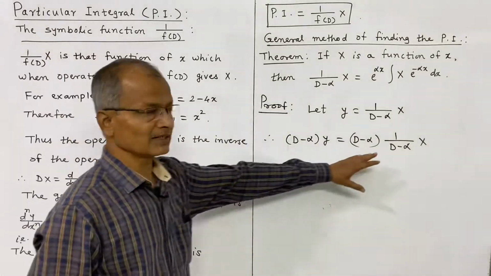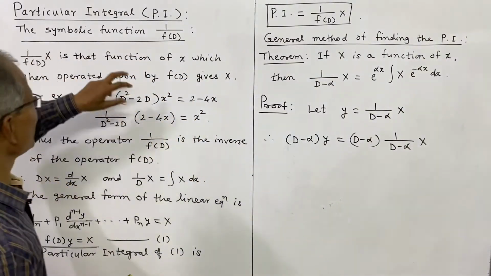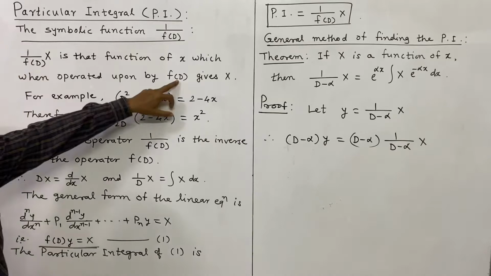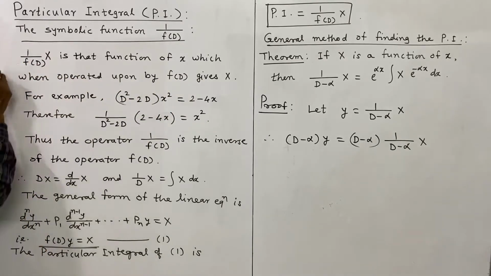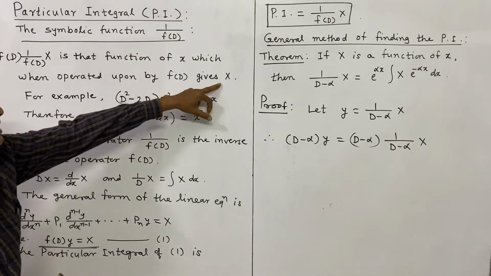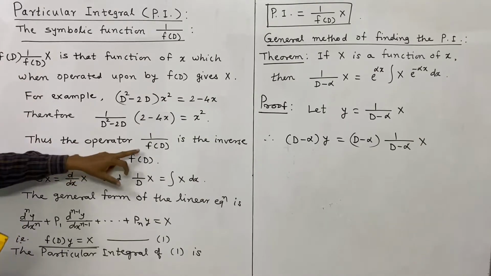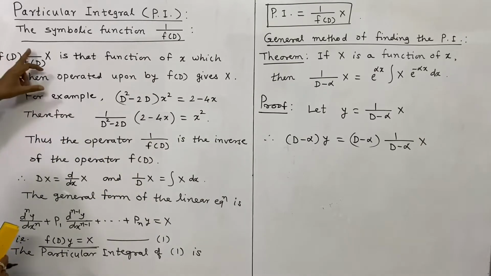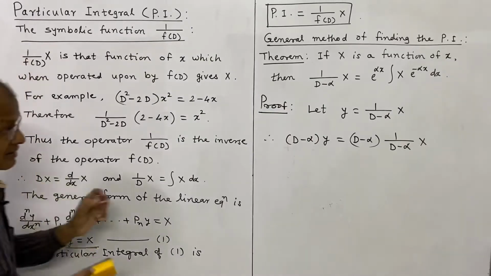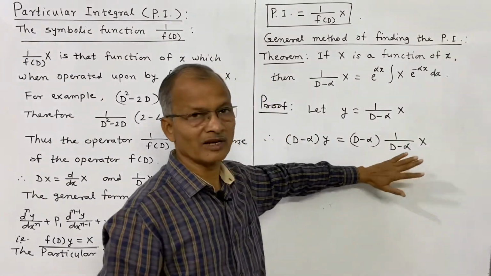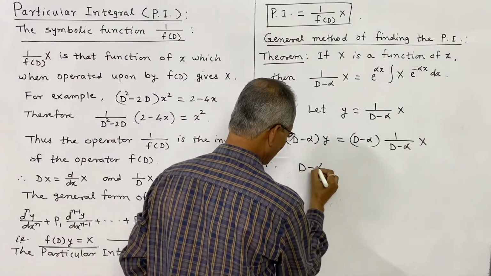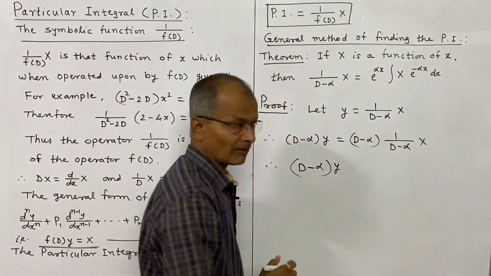Now see what will be the right side. By this definition, 1 upon f of D X is the function of x which when operated by f of D gives X, means if we operate this by f of D, then the value results to be X. So these are inverse of each other, and therefore their product will be identity, that is 1, and thus this will cancel each other, and therefore the right side will remain only X.